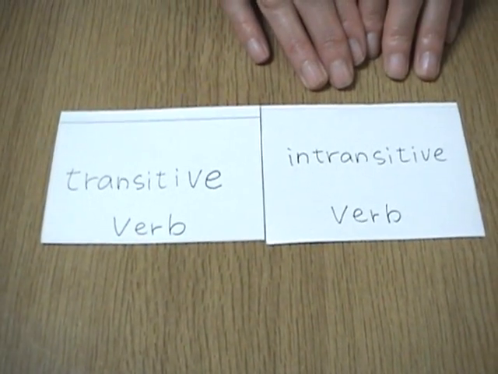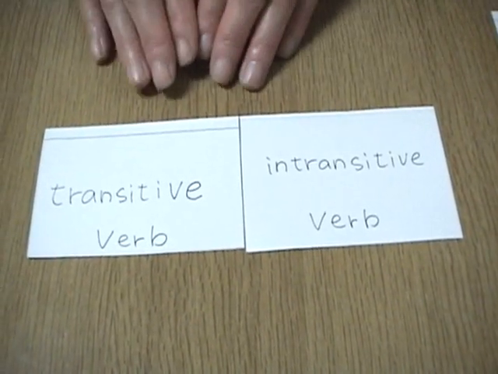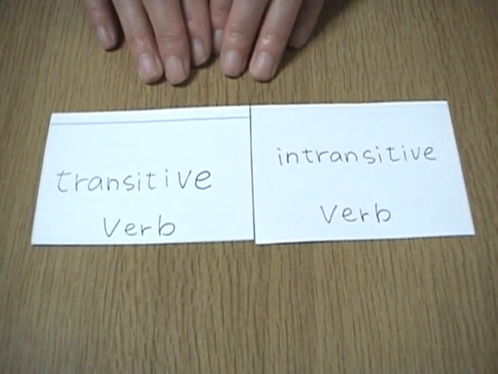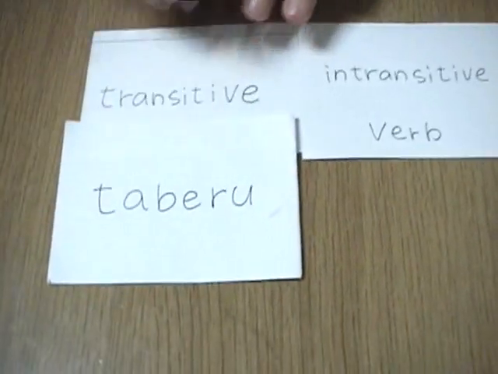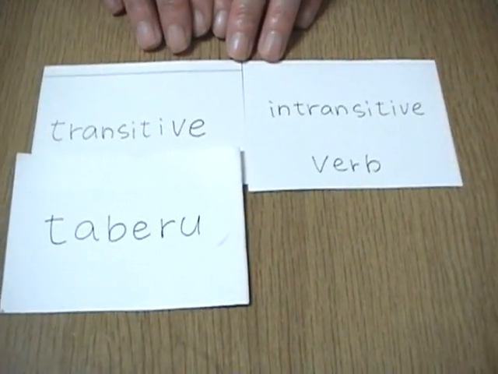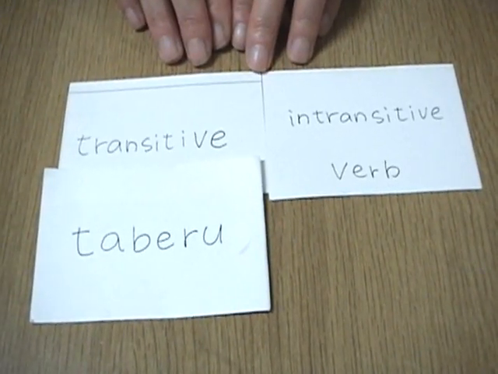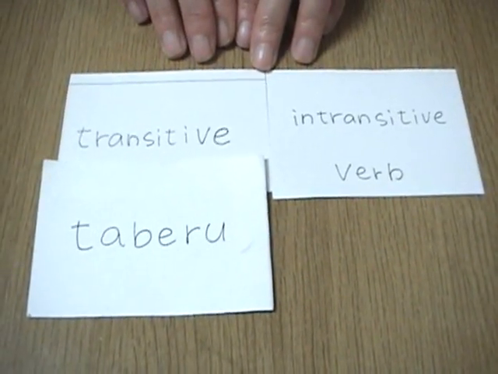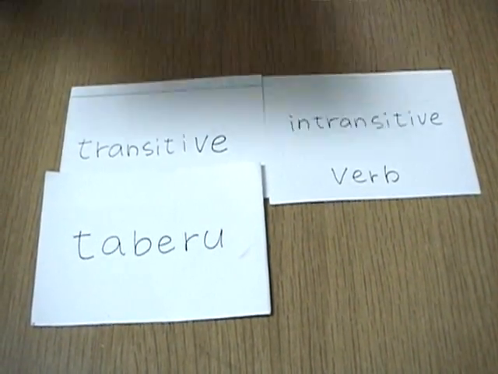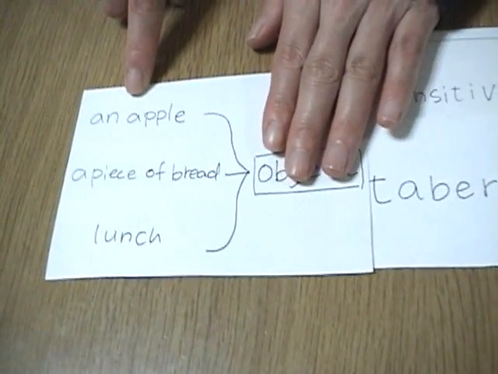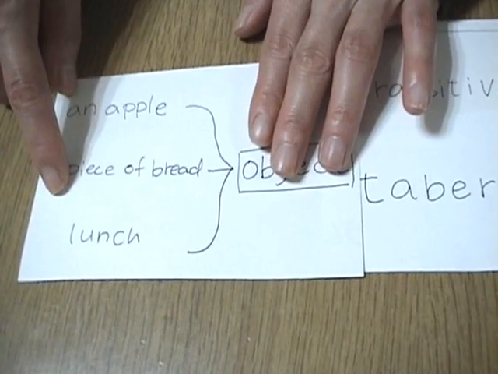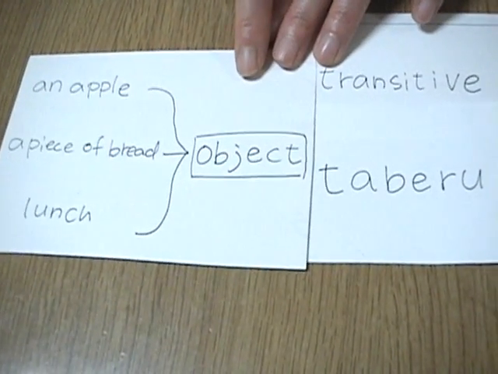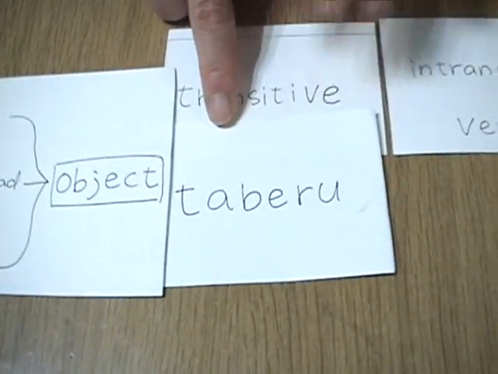At first, let's explain what a transitive verb is. When you say 食べる, to eat, you need something to eat all the time. Something to eat, such as an apple, a piece of bread, or lunch, is called an object of the verb.